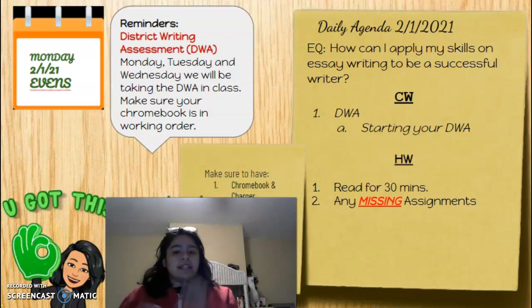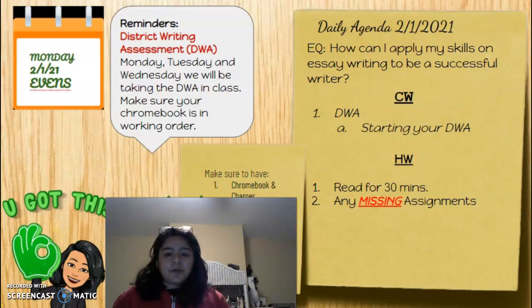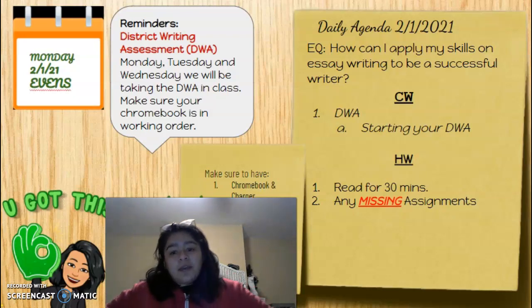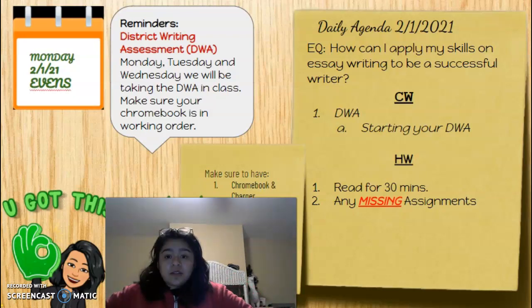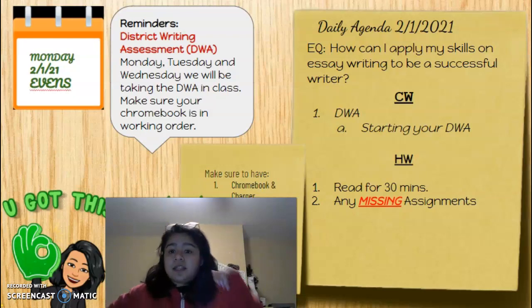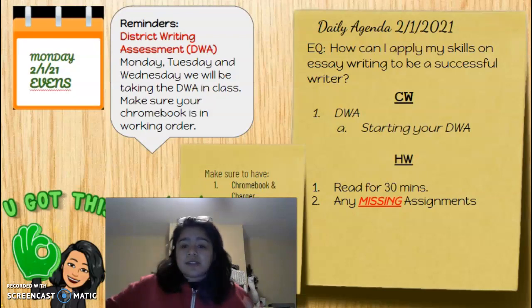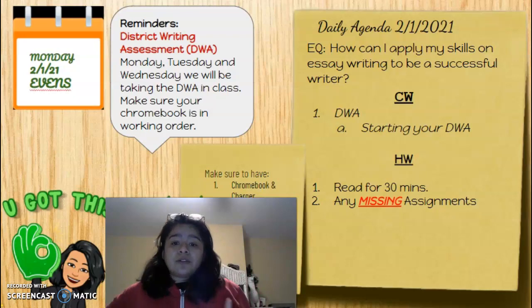So this is going to be our daily agenda plan for Monday, February 1st, 2021. Today should be evens, but I will check that out just in case. So some reminders, your DWA, we are starting this Monday. So make sure your Chromebook is working, that you guys are ready to take this. You guys have been practicing for the last 2 weeks on how to do essay writing. So we want to make sure you guys are successful writers, especially for your DWA.